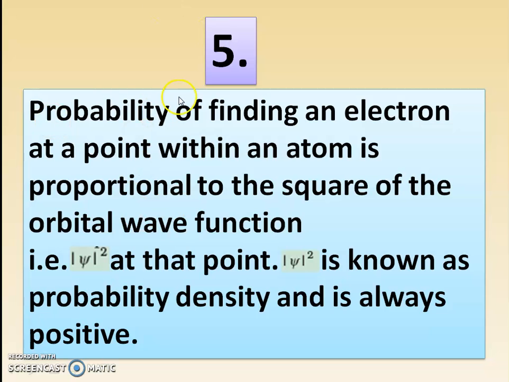And the last feature is that the probability of finding an electron at a point within an atom is proportional to the square of the orbital wave function. The orbital wave function is psi, so its square will be mod of psi square at that point, and here psi square is known as probability density and it is always positive. So this psi square will give us the probability of finding an electron in an atom. So this is all about some important features of the quantum mechanical model of the atom.